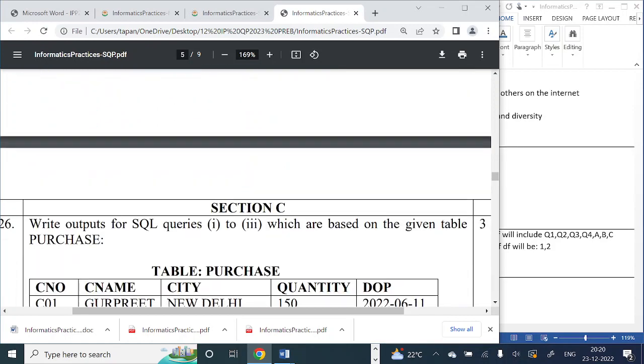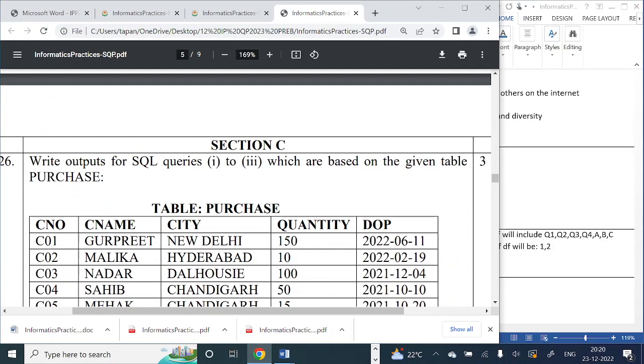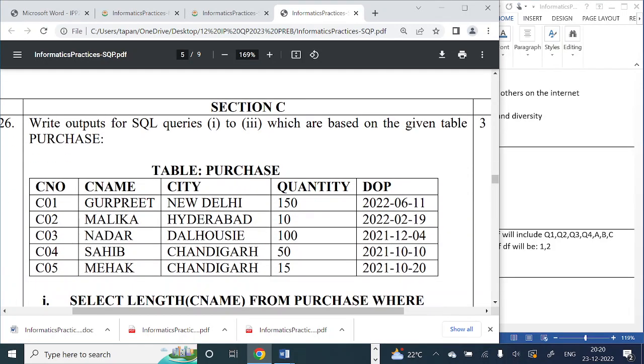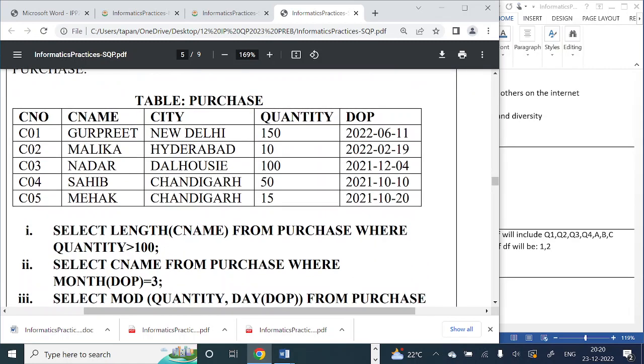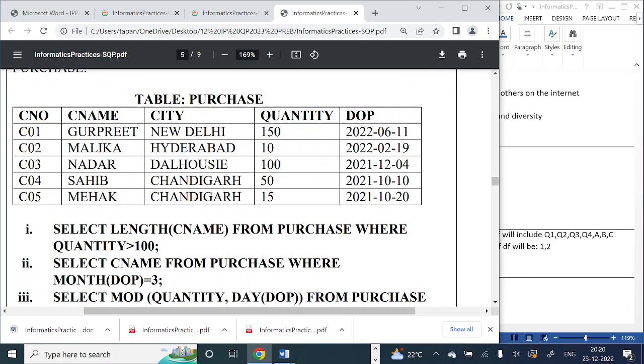Okay. The next one is, now section B is over, 2 marks question is over. Now we will start with a 3 marks question. Write outputs for SQL queries 1 to 3, which are based on the given table purchase. So here the purchase table is given to you. Select length CNAME from purchase where quantity greater than 100.